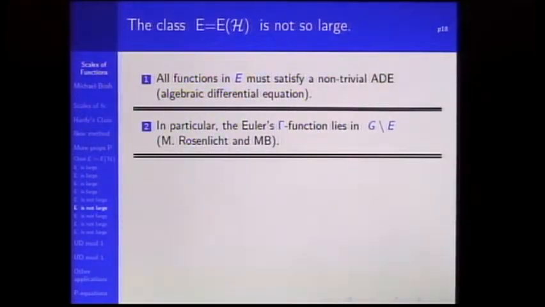All functions in E, which are excellent, must satisfy a non-trivial algebraic differential equation. And the Euler gamma function was shown to be good independently by me and Rosenlicht. But Rosenlicht did not care about excellence at that time. To prove that it is not excellent, I don't know how to do it directly, but I use a fact which was proved in the 19th century, that this function does not satisfy an algebraic differential equation. I think the name is Nesser, or I'm not sure, the guy who proved it. So the Euler function is not excellent for this particular property.